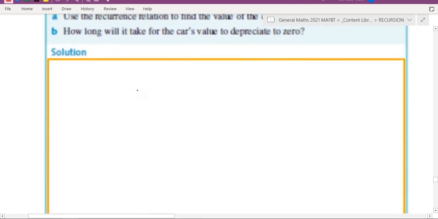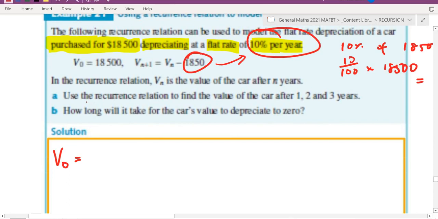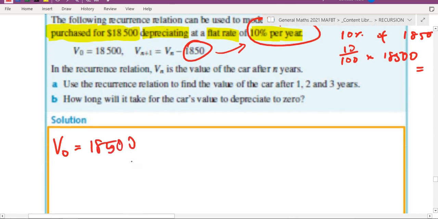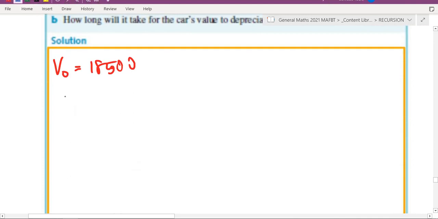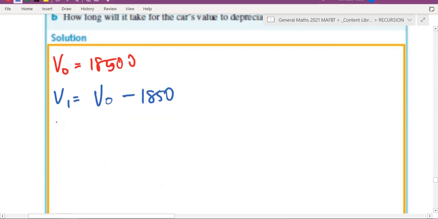Okay, so let's answer the question. In the recurrence relation, using the recurrence, find the value after 1, 2, and 3. So let's work that out. Always start with V0. Remember, that's not the same as first term. Okay, it's the starting term. Alright, so V1. Looking at your recurrence relation, should be current term, so V0, take away 1,850.